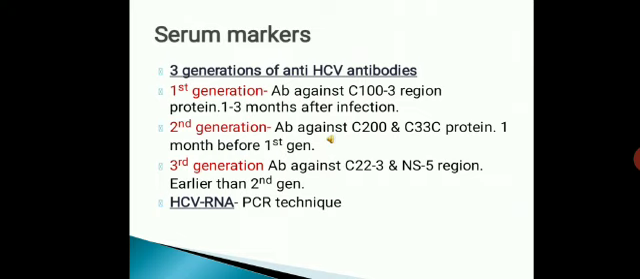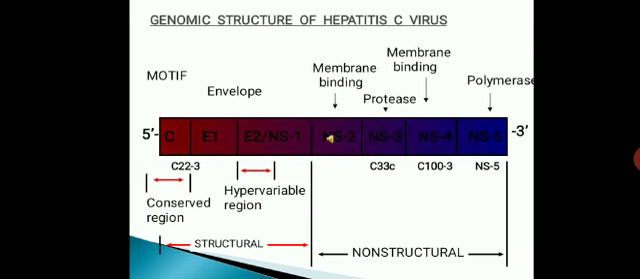Its RNA can also be detected by the PCR technique. This is the RNA genome of the hepatitis C virus. It has a 5' to 3' terminal strand, and different areas produce different antigens. So the earliest and first generation antigen is the C100-3, then the second generation antigen is the C33C, and the third generation antigen is the C22-3 and NS5.